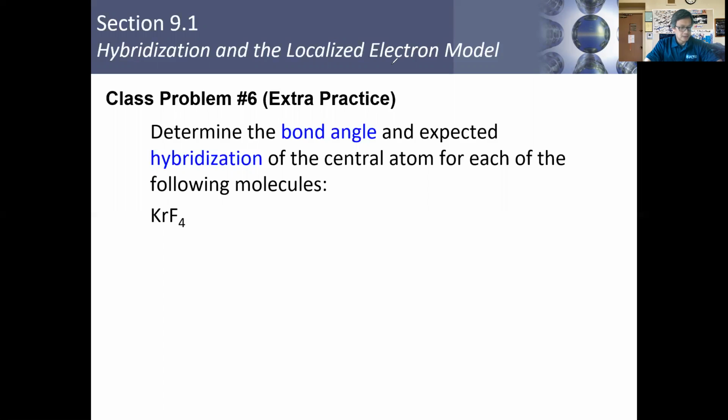Okay. So what I'd like to do to finish up this discussion of hybridization and our discussion of localized electron models, I want to go over how we can get the bond angle and the hybridization of this particular molecule here, which I left off and asked you to do yesterday afterwards. I want to work through this one with you so that we can talk about it. So let's pick up where we left off.